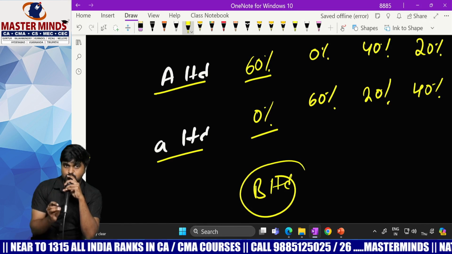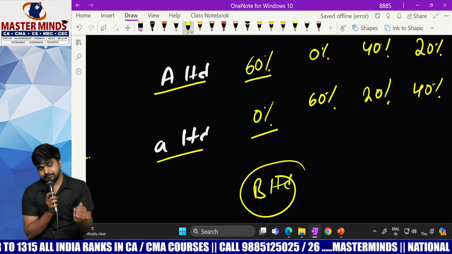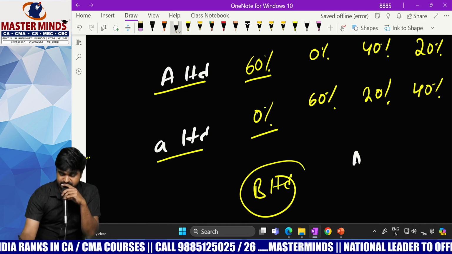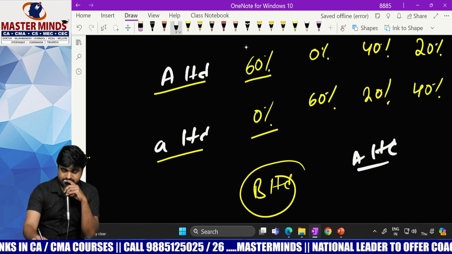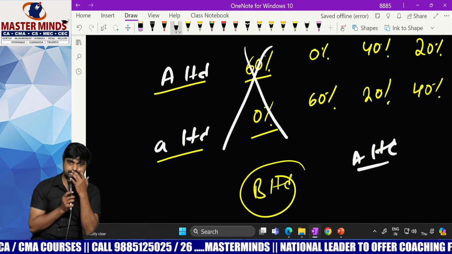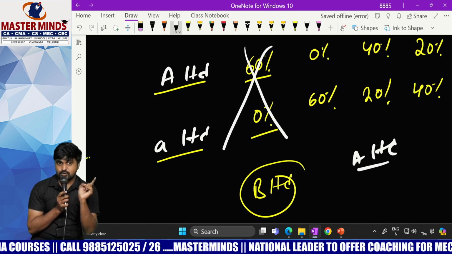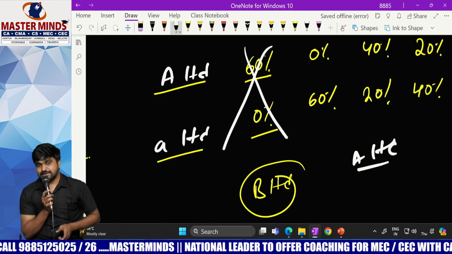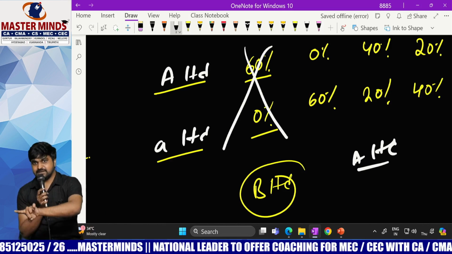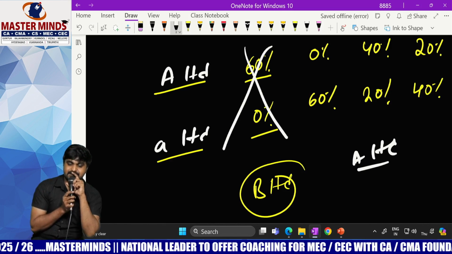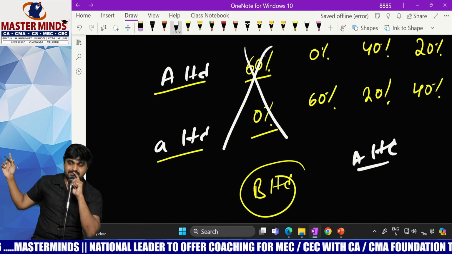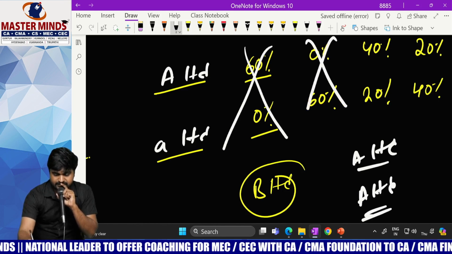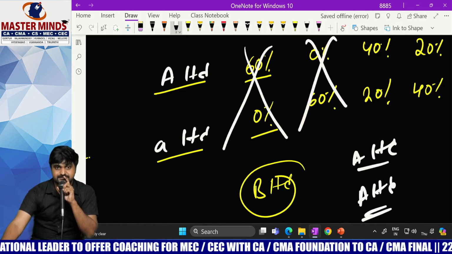Now I want to know which company is the holding company here. Which one? A. Okay, very good. Capital A Limited is the holding company. This situation is completed. Second one: capital A Limited holds nothing, but small a limited holds 60% in B Limited. Now for B Limited, which one is the holding company? Is it capital A Limited or small a limited? Yes, it is capital A Limited only. Second situation completed.